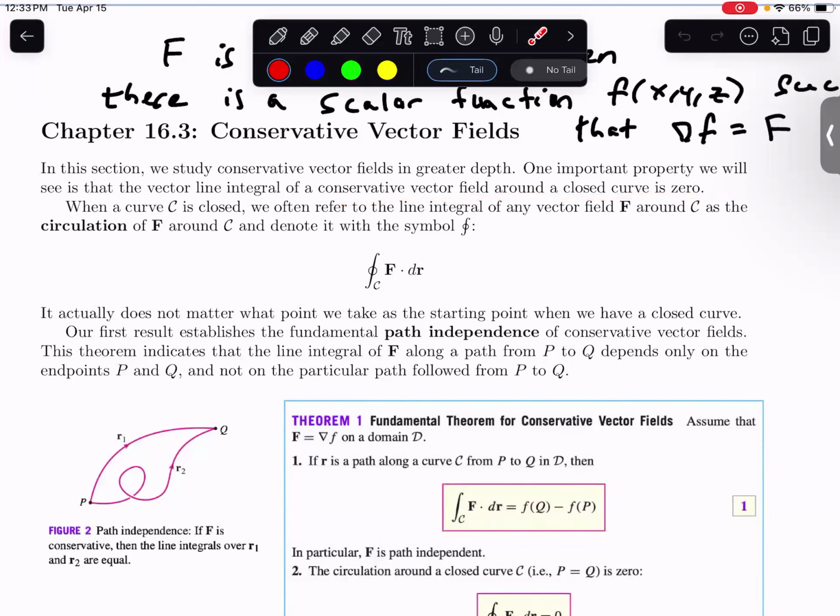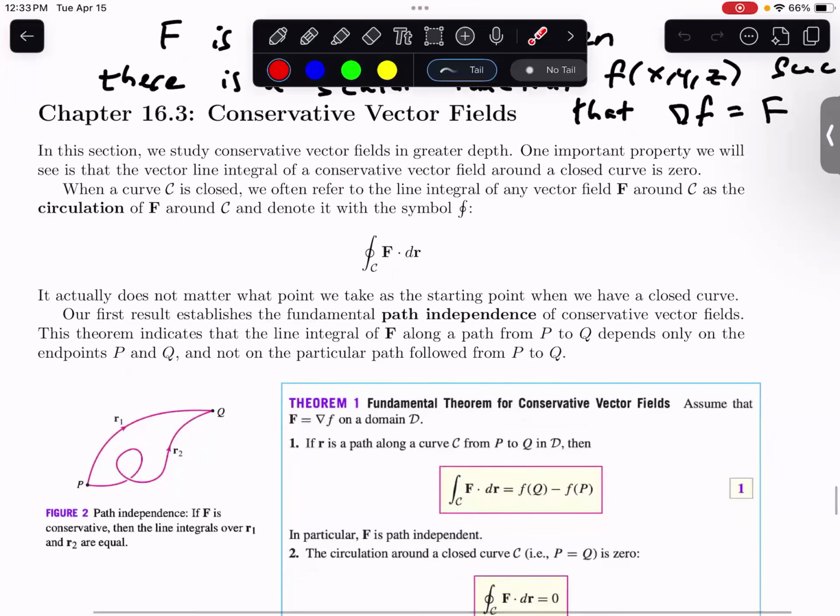So we're going to be looking at vector line integrals over paths, but also over oriented closed curves. I wanted to establish some notation. When a curve C is closed, that means the beginning point is the same as the end point. A circle is an example of a closed curve. We have a special notation for the line integral when we're working over a closed curve. We refer to the line integral of any vector field F around a closed curve C as the circulation of F around C. With respect to notation, we just take the integral symbol and draw a circle through it, as follows, right?